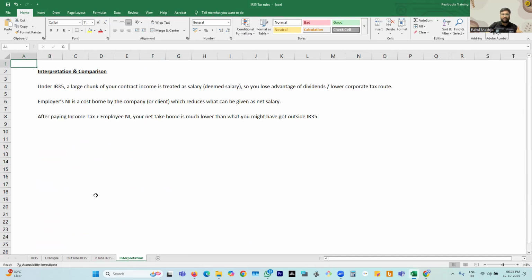Now let's look at the interpretation and comparison. So under IR35, a large chunk of your contract income is treated like a salary, deemed salary. So you lose the advantage of dividends and the lower corporate tax rate. And now employer NI is a cost borne by the company, which reduces what can be given as net salary. And after paying income tax plus employer NI, your net take home is much lower than what you would have got if you are outside IR35.